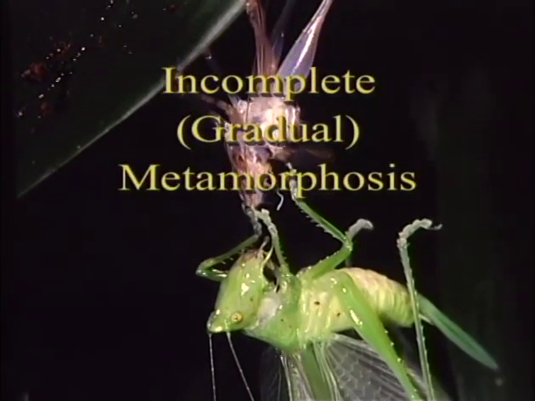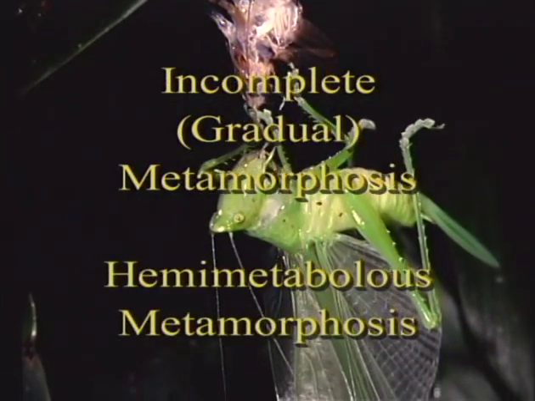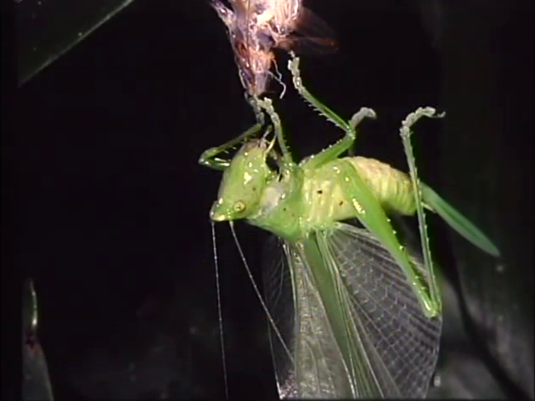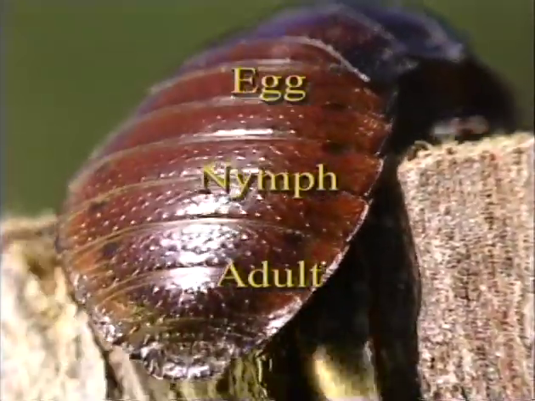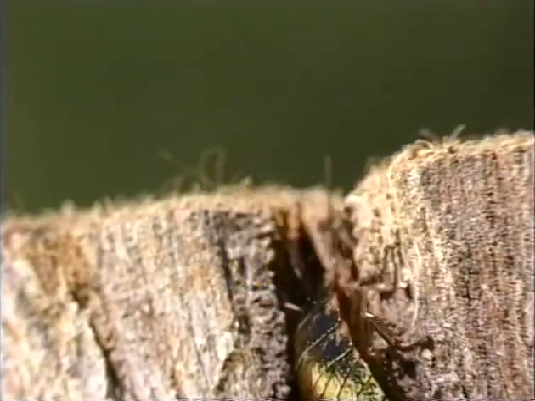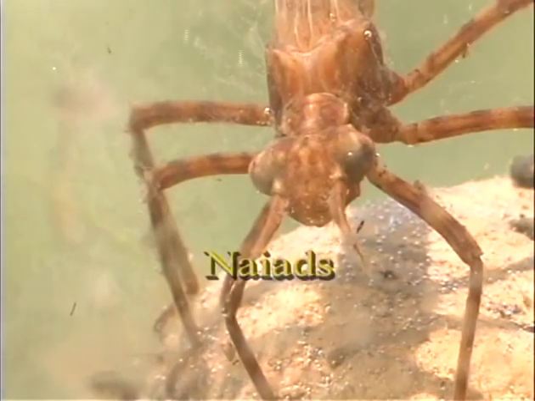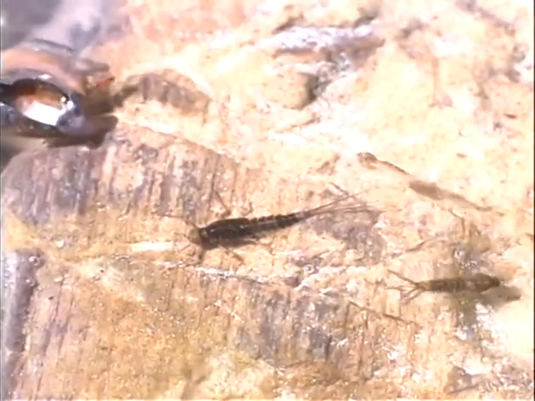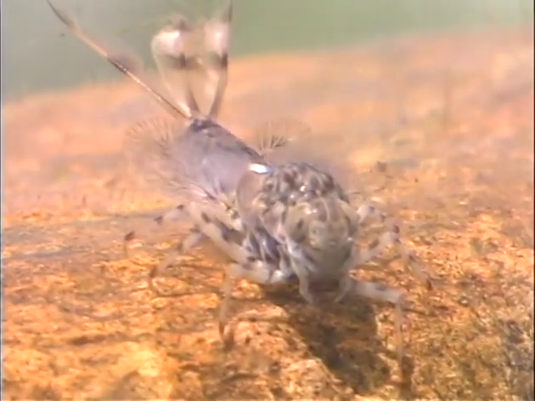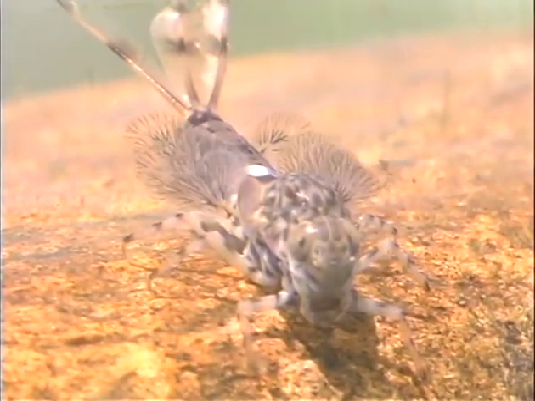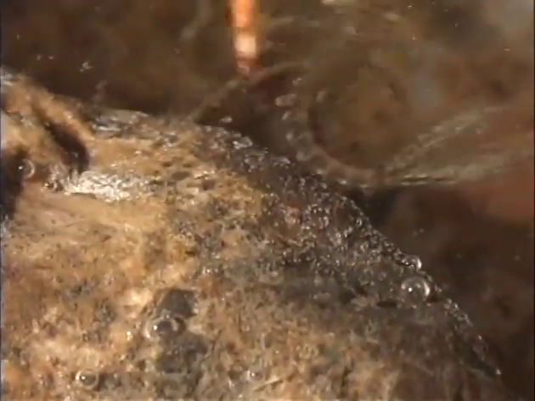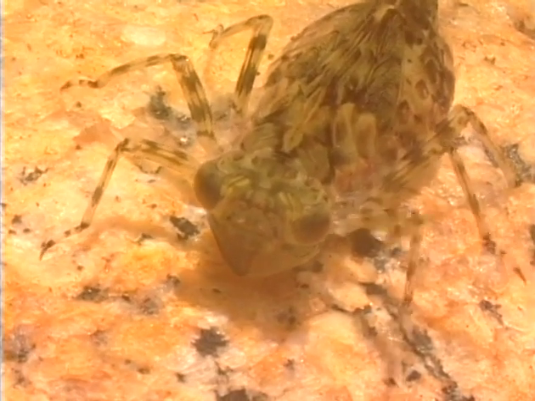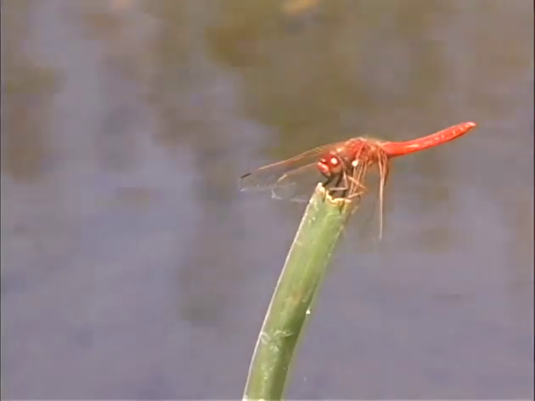Incomplete metamorphosis is also referred to as hemimetabolous metamorphosis. The three stages of development in hemimetabolous insects are egg, nymph, and adult. Aquatic nymphs are called naiads. The nymphs resemble the adults, but do not have functional wings. Their wing pads develop externally. As nymphs develop, the wing pads become more prominent. The last molt results in an adult insect with functioning wings. This insect is sexually mature.